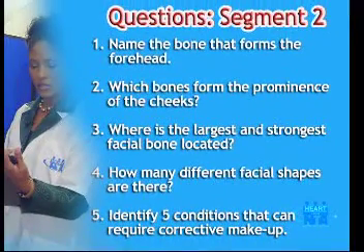Where is the largest and strongest facial bone located? And how many different facial shapes are there? Finally, identify 5 areas or conditions that can require corrective makeup. In the next segment, the answers will be revealed, so take the time and ponder these questions for a moment.